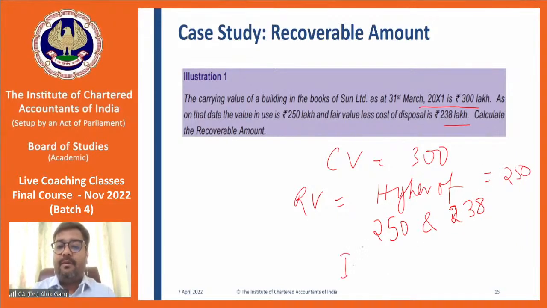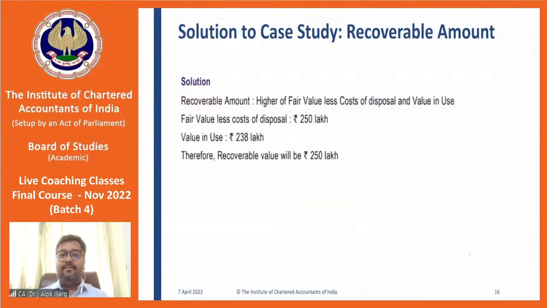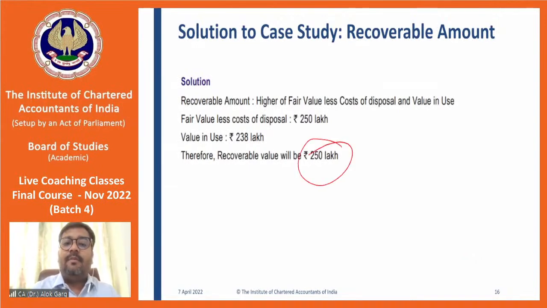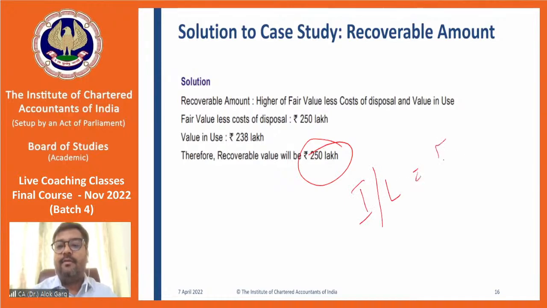And what is my impairment loss? My impairment loss is carrying value minus recoverable value. It is 50 rupees. Okay. Clear? Your recoverable amount is 250, your impairment loss is 50. IL is equal to 50.